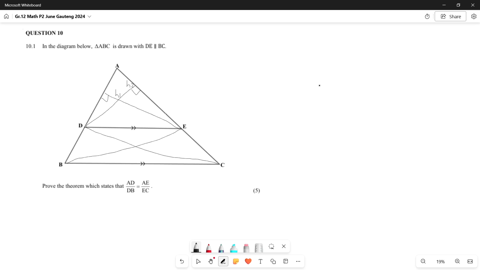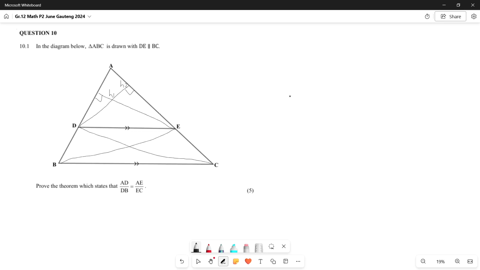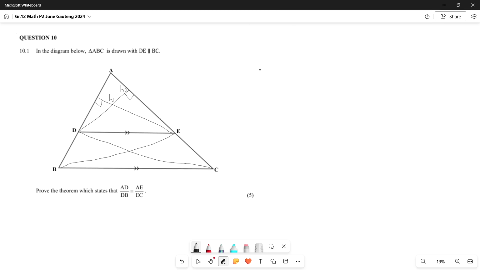So on the rubric, we won't get any marks if we haven't done these constructions. So I'm just going to go ahead and write the constructions that we did. We have perpendicular height H1 on AD, as we can see over here, and we also have perpendicular height H2 on AE, as we can see over there. We also joined DC and BE, as we can see here.